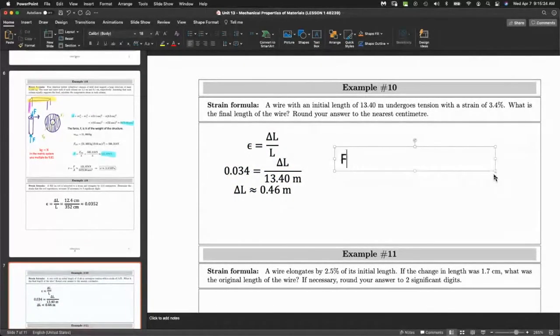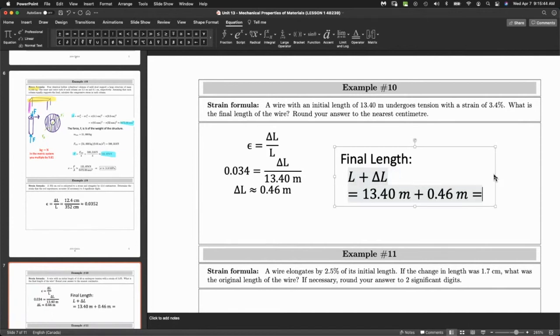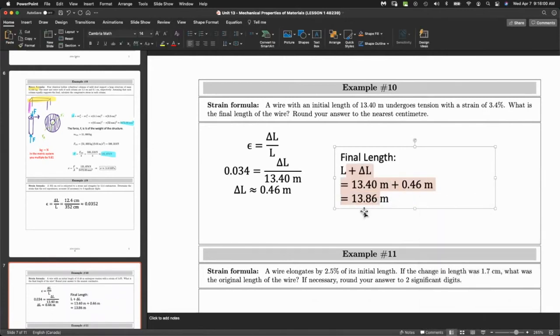Final length, here we go. Final length of the wire, I can spell. That's going to be equal to L plus delta L, which in this case is 13.40 plus 0.46, which is 13.86. Just some decorative touches here, and then we're good to go, my friends.